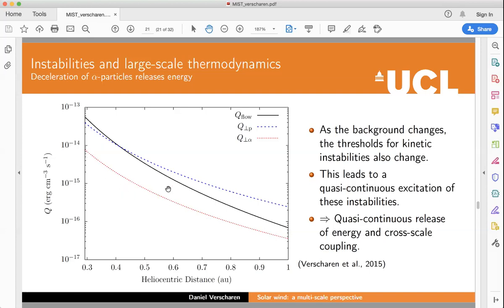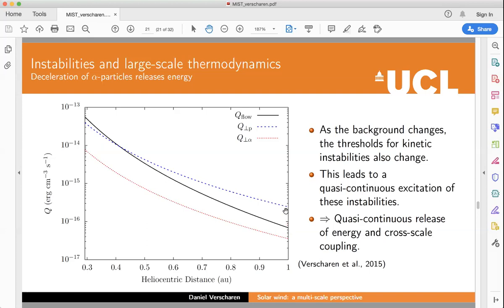And the nice thing is actually that this continuous deceleration of the alpha particles, the black line, is bigger than the red line, right? It's always above the red line, which means you always release more energy by this deceleration than what you would need to explain the alpha particle temperatures.